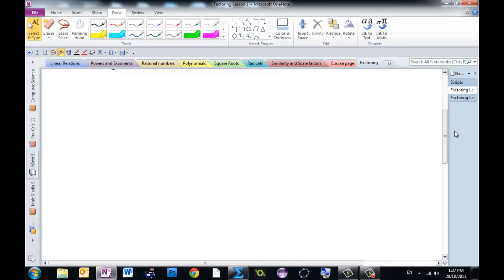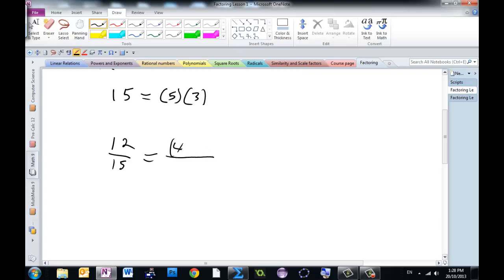You've done this with numbers before. If we write 15 as a product of factors, we would write 5 times 3. And when you simplify a fraction, like 12 over 15, you would write each number as a product of its factors, 4 times 3 over 5 times 3, and then you would cancel out a common factor. We're going to do a similar thing with expressions.